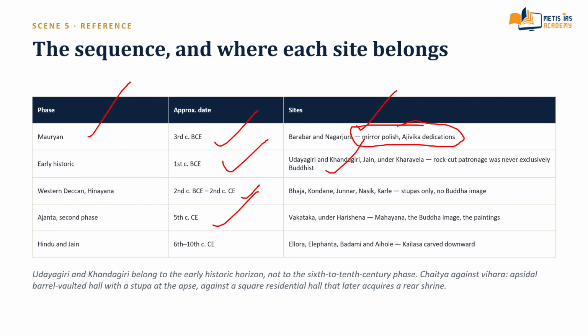What are the 6th to 10th centuries? The tradition passes to Hindu and Jain patrons. Ellora, 34 excavations on the conventional count, Buddhist, then Hindu, then Jain, culminating in the Kailasa, cave number 16, under the Rashtrakutas, not a cave but a complete temple carved downward out of the hillside with an enormous volume of rock removed and nothing added.